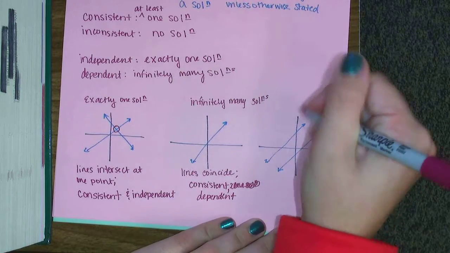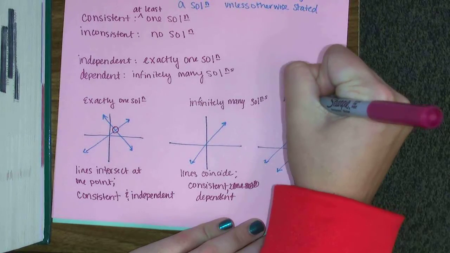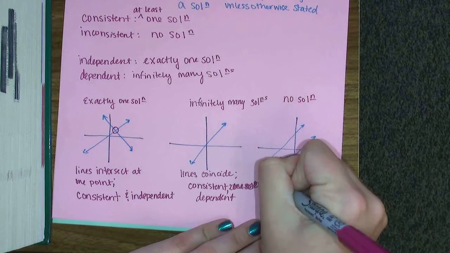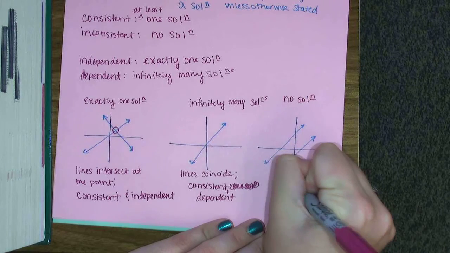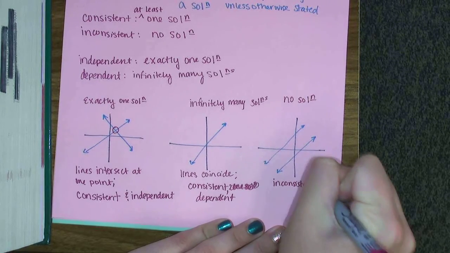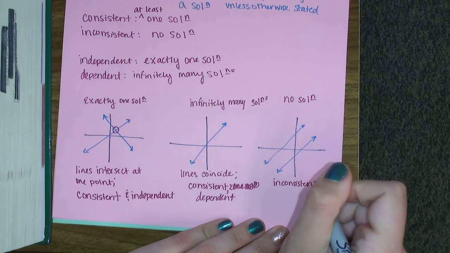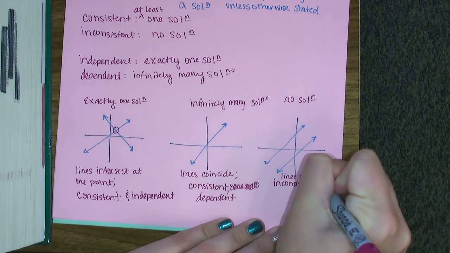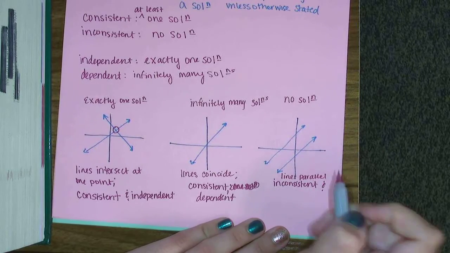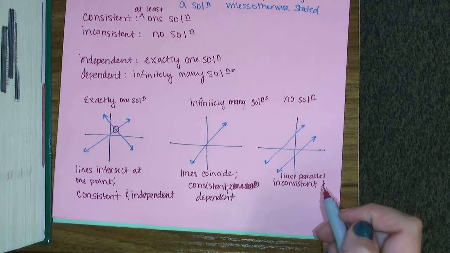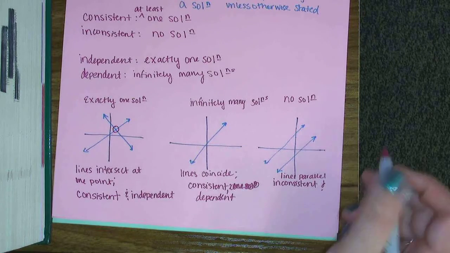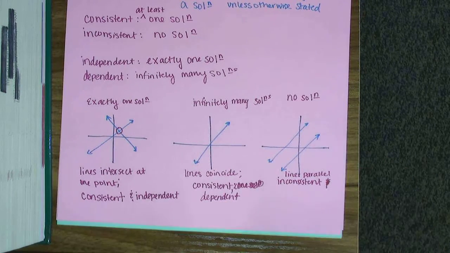This last one is no solution. The lines are parallel, meaning that it is inconsistent because it's no solution. I said this, but I didn't write it. Lines are parallel, inconsistent, and that means we don't have to write anything. It's not independent or dependent because it doesn't have a solution. So it is just inconsistent.